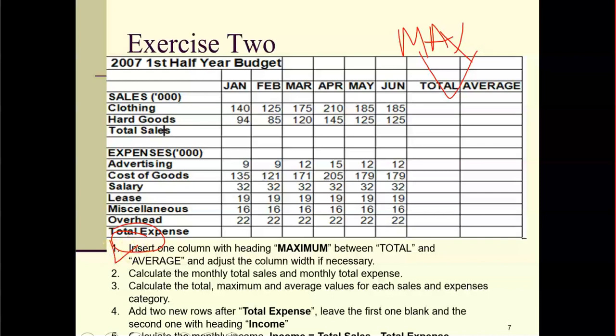The computer wants you to calculate the total monthly sales and total monthly expense. So they want to have this and that calculated, right? So how would you do that? You calculate the January total sales and the January total expense, and then you share this method all the way from left to right. That's the way we run.